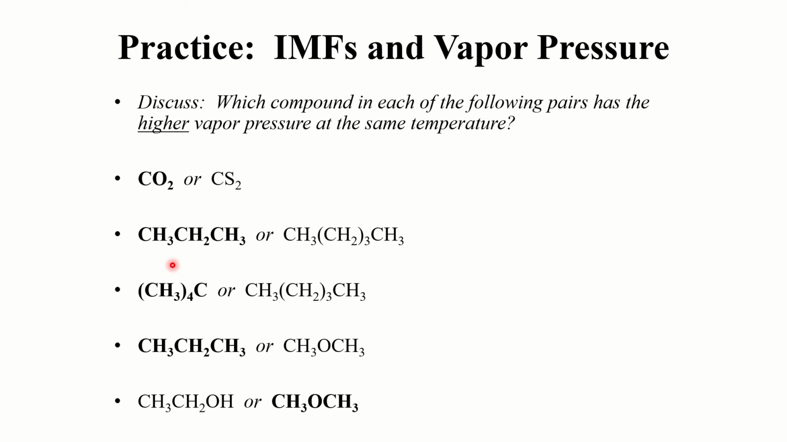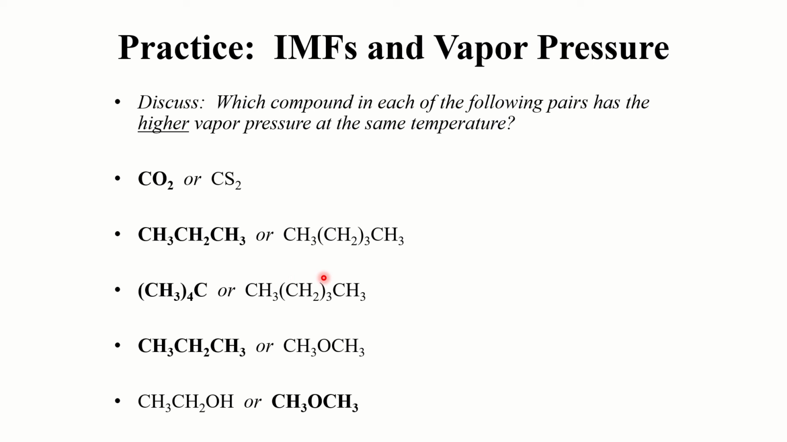The third one, these are two different pentane isomers. So we looked at this in lecture 2 on intermolecular forces. This is the formula for neopentane. This is the formula for n-pentane. So they have the same molar mass. They're both nonpolar, both dispersion forces only.